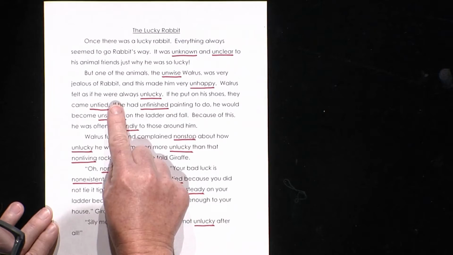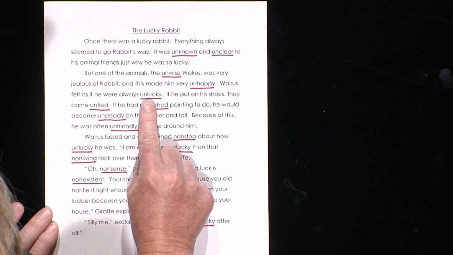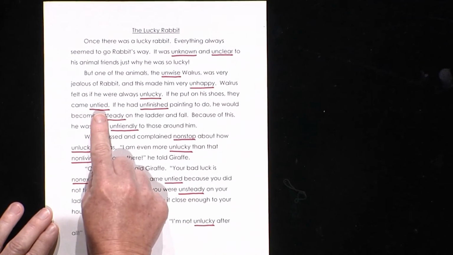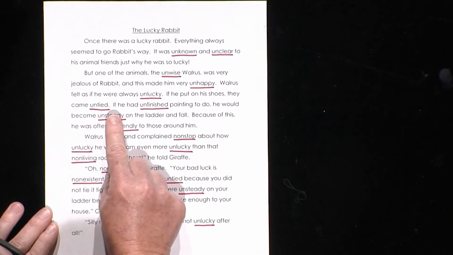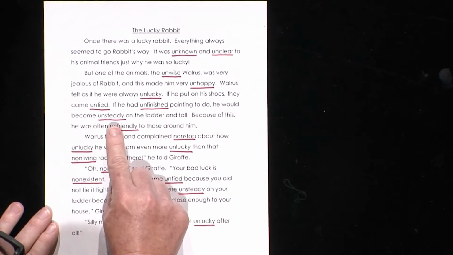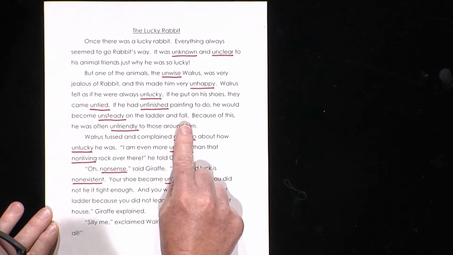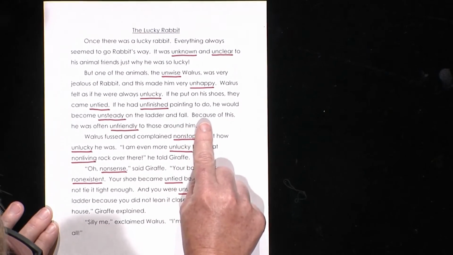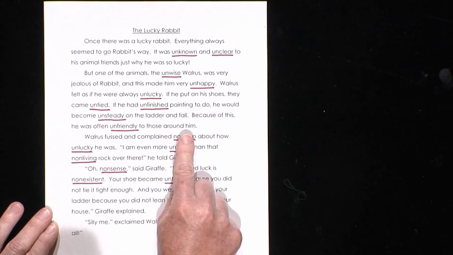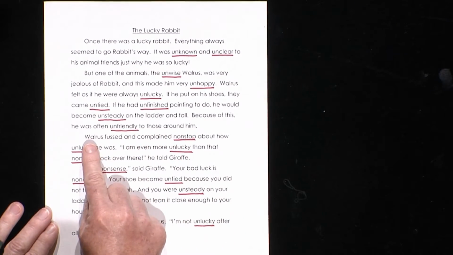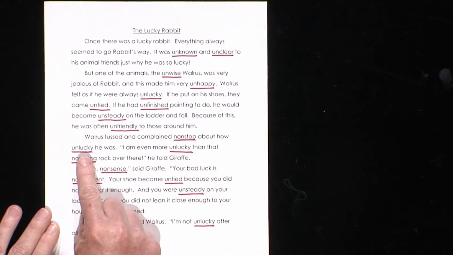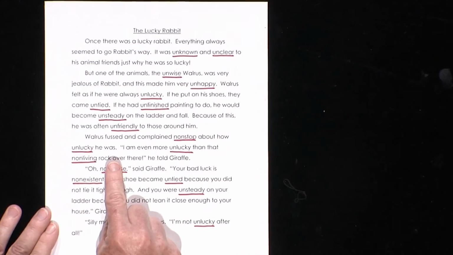Walrus felt as if he were always unlucky. If he put on his shoes, they came untied. If he had unfinished painting to do, he would become unsteady on the ladder and fall. Because of this, he was often unfriendly to those around him. Walrus fussed and complained non-stop about how unlucky he was.